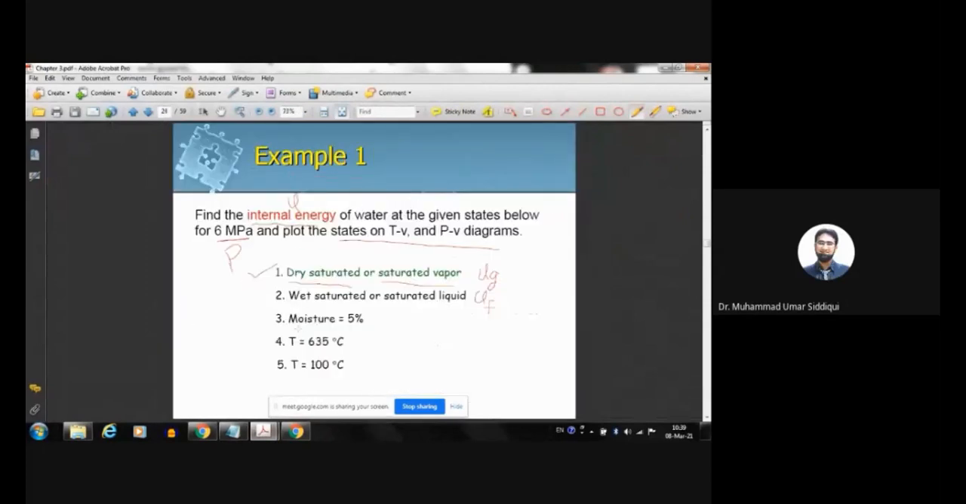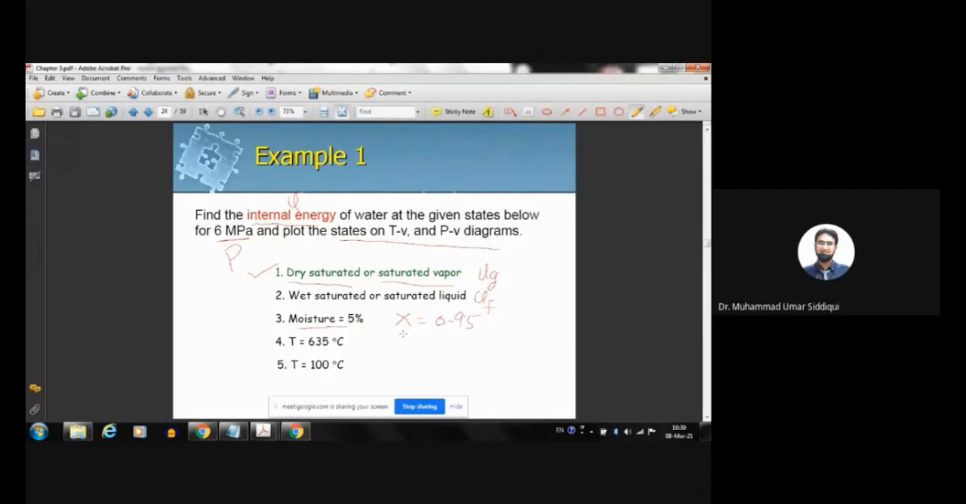Third thing is that moisture is 5%. I told you moisture is opposite to quality. If moisture is 5%, so what will be the quality? X will be 95% or 0.95. Is it clear? So we need to find U for X equals 0.95.